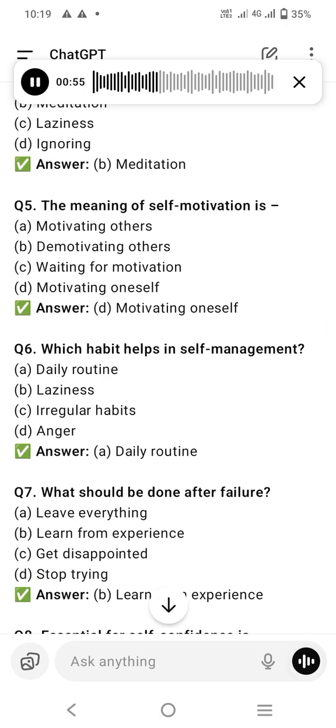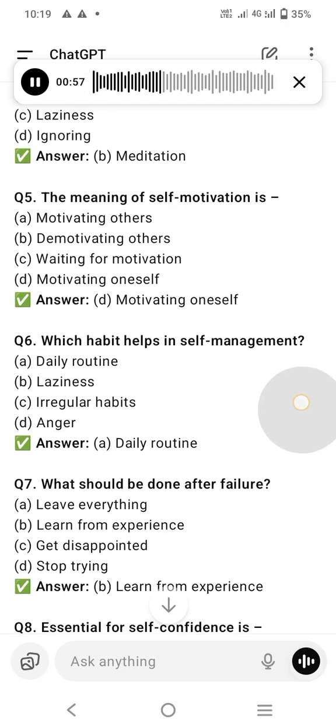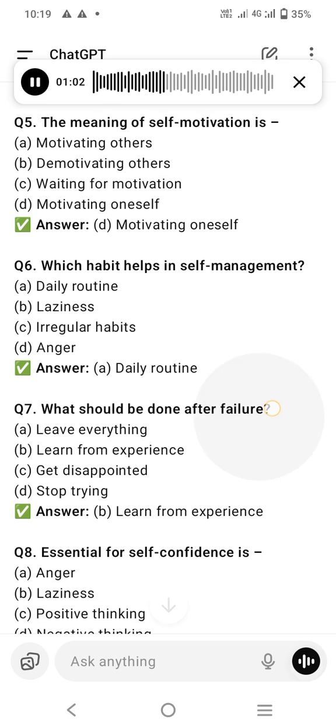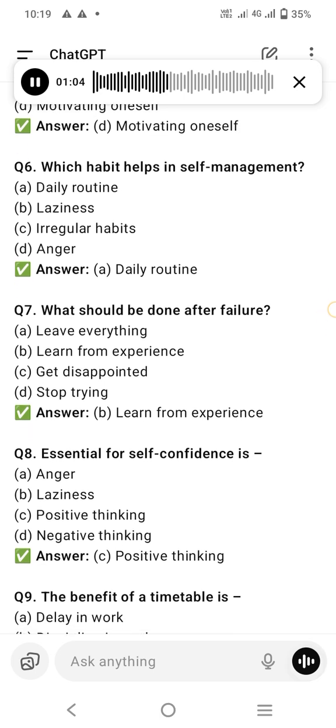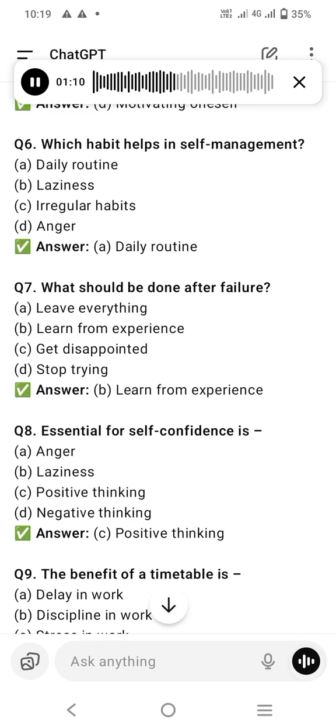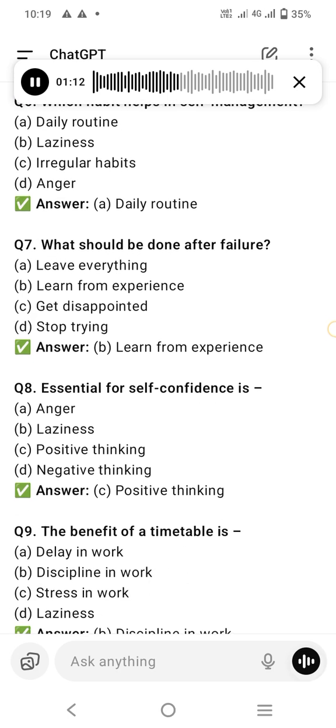Answer D, motivating oneself. Q6. Which habit helps in self-management? A. Daily routine, B. Laziness, C. Irregular habits, D. Anger. Answer A, daily routine. Q7. What should be done after failure? A. Leave everything, B. Learn from experience, C. Get disappointed, D. Stop trying. Answer B, learn from experience.